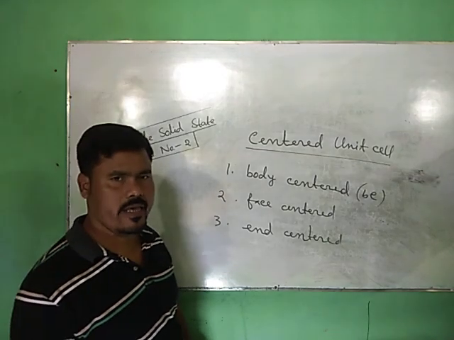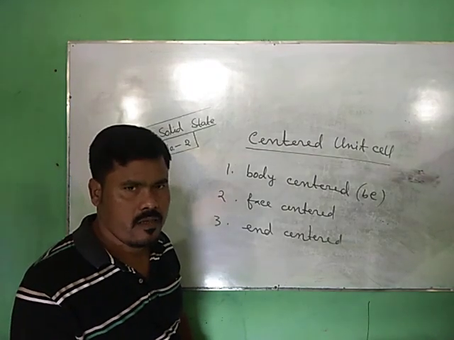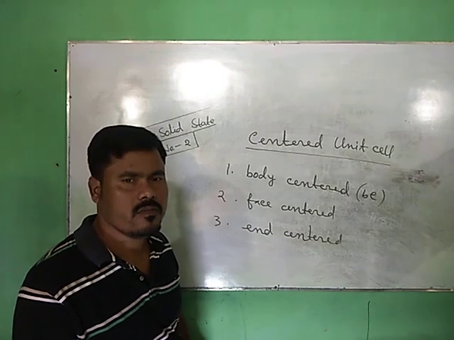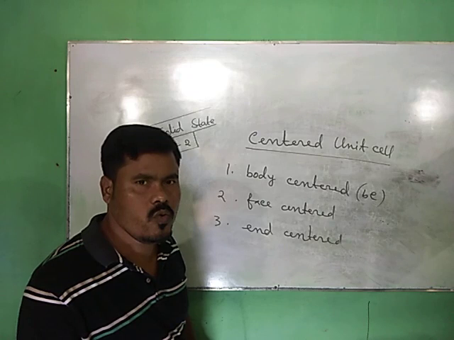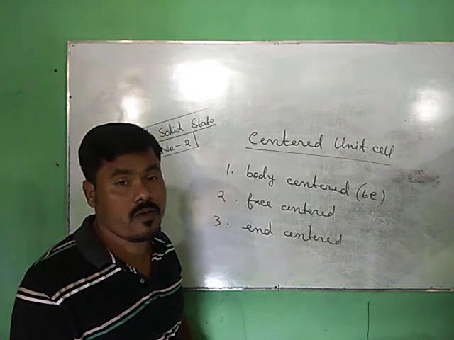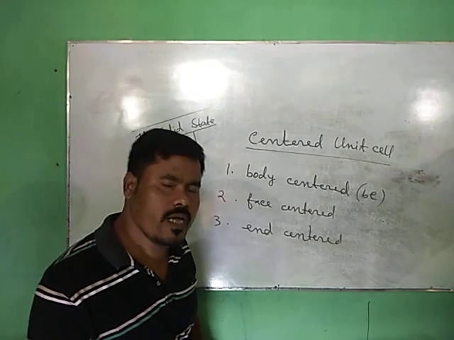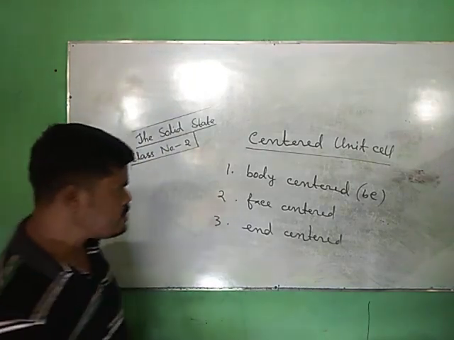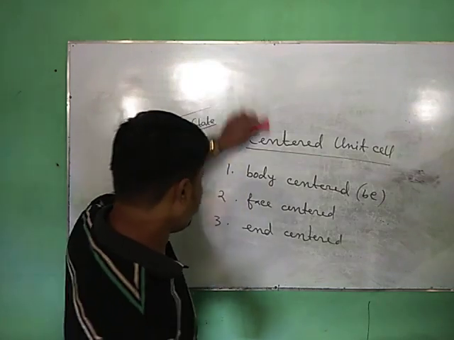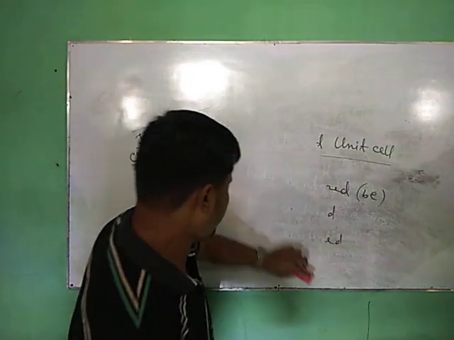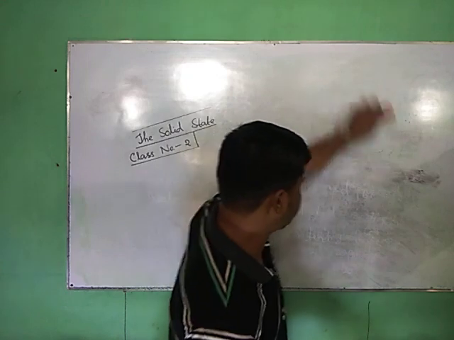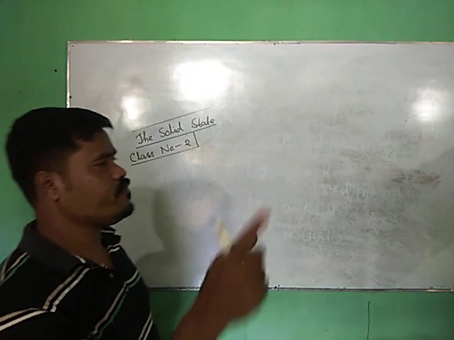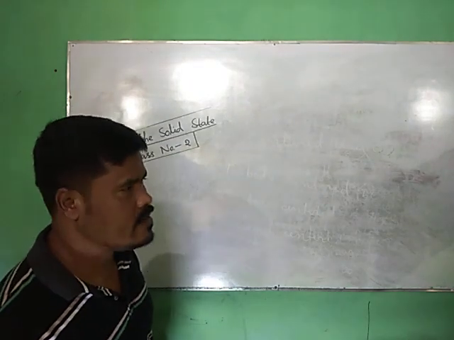End centered unit cell is defined as the unit cell which contains particles in the center of two opposite faces along with the particles at the corners. Okay, see here we are getting seven types of simple or primitive unit cells and three types of centered unit cells.